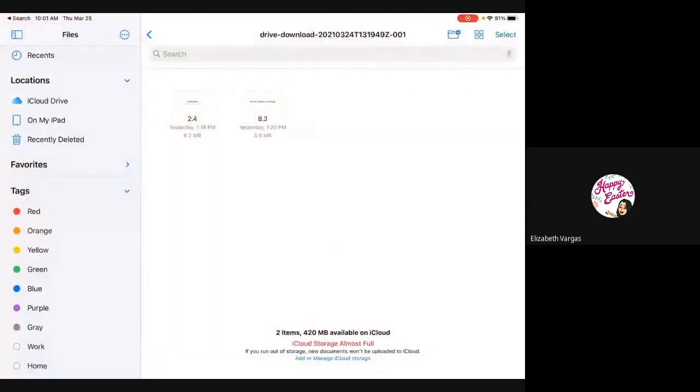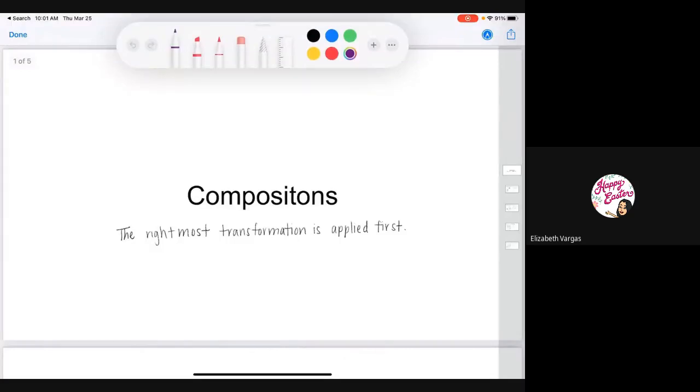All right. So compositions. We learned about compositions yesterday. Just a reminder, compositions is basically applying two or more transformations in a sequence. So instead of just one transformation occurring, we can have multiple transformations occurring. That can be a rotation and a reflection, or a translation, a rotation, and a reflection. And what we learned is that we read compositions from the right to the left. So the rightmost transformation is applied first, and then the leftmost. That was the big takeaway yesterday.